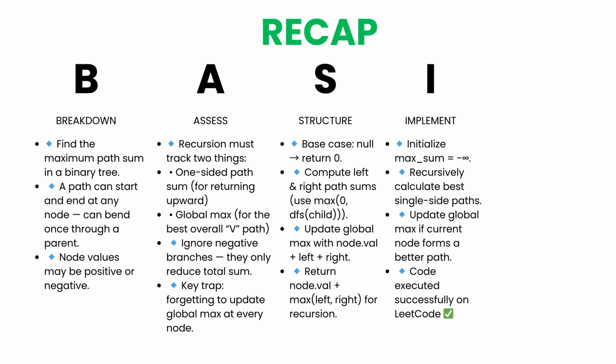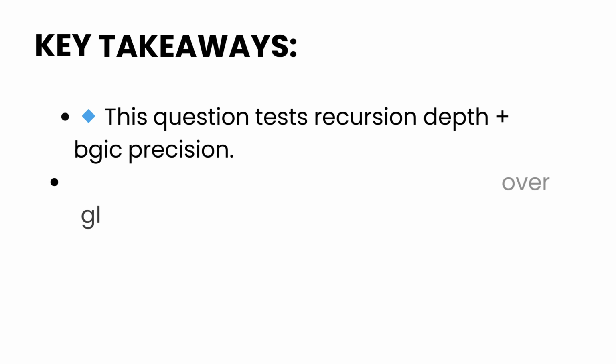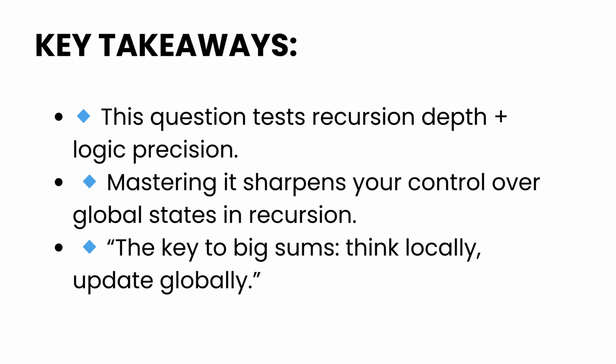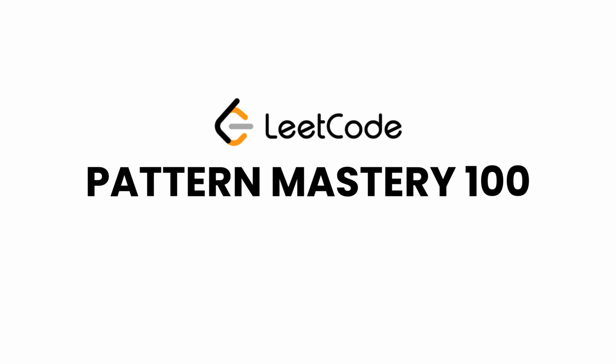We followed that plan end-to-end and ran it on LeetCode without errors. In tests, the approach captured both straight and bending paths correctly, handled all negative trees by choosing the least negative node, and passed the edge cases. The takeaway: separate the value you return upward, single side, from the value you use to update the global best, possible split. Master that distinction and the hardest tree DP style problems get much easier.